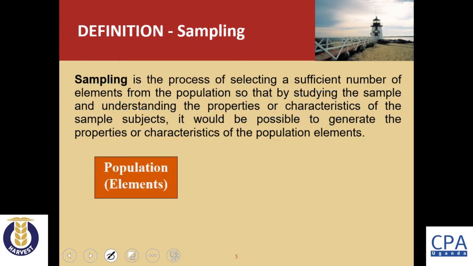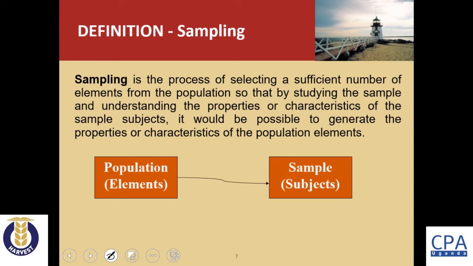If I can illustrate this, on one part we have the population elements, and on the other part we have the sample subjects. Sampling is the process of selecting members from the population and they become members of the sample. In brackets here, we are saying the members of the sample are the subjects and the members of the population are the elements.